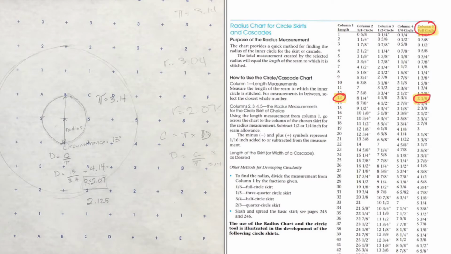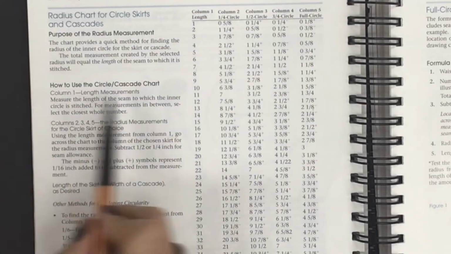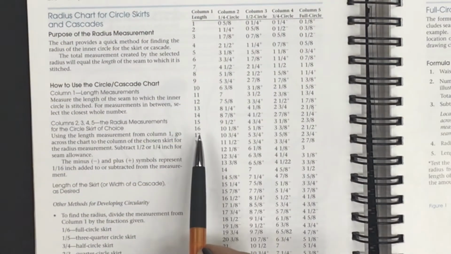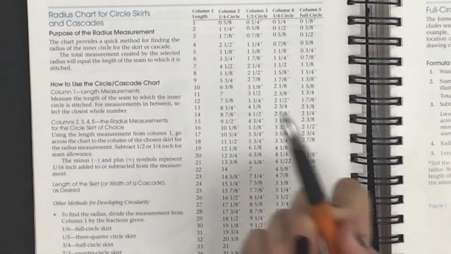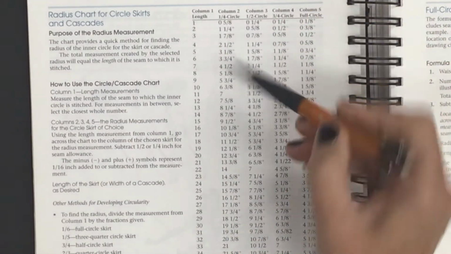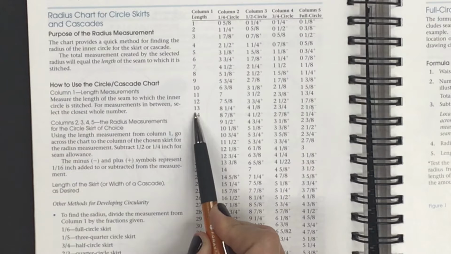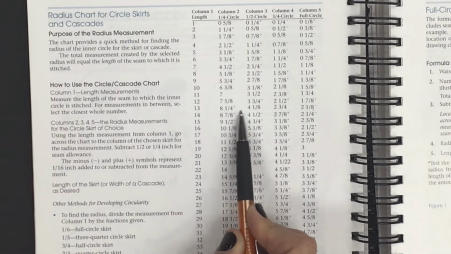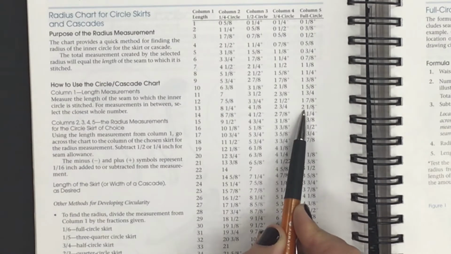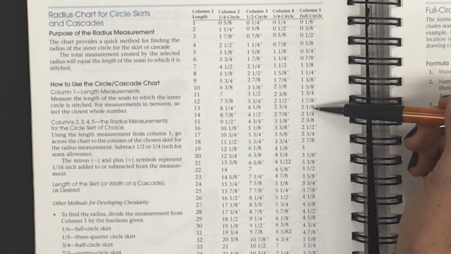So anyways, if you look in your book, I'm going to pull that. Hold on one second. The way it works is that you need to know what your circumference is, and they're calling that length around the waist. I was calling it circumference. So mine was 13. And then we are doing a full circle skirt. So then we go all the way to the column, and look at that. They're saying your radius will be 2 1/8. So that's a real fast reference to have.